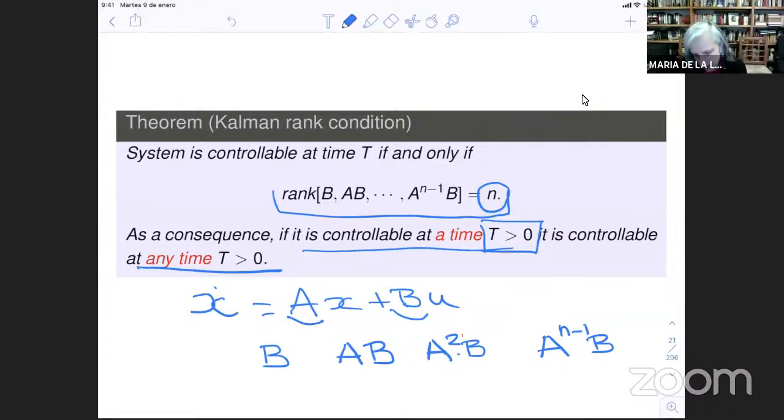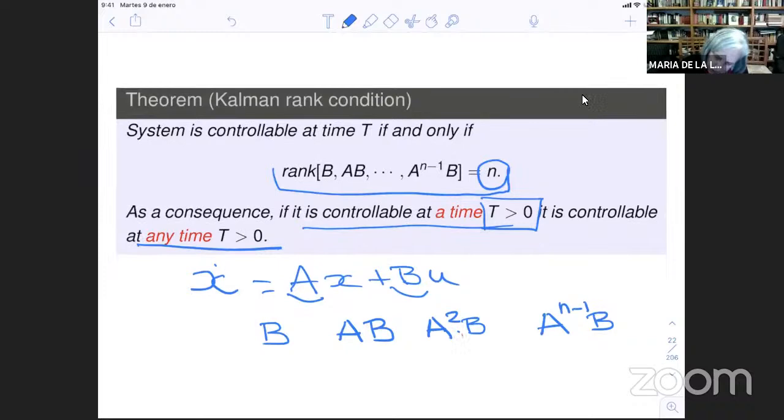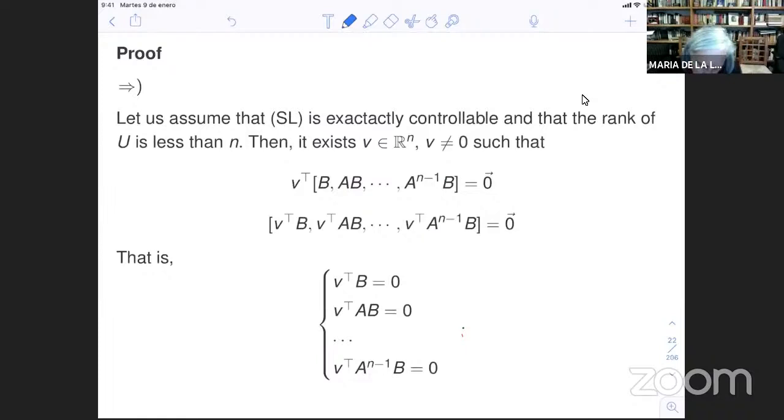It's not very difficult. So we need to use Kyle's theorem, okay? So we are going to prove this result. So we assume that our system is exactly controllable and that the rank of U is less than n, okay? We are going to see that we arrive at a contradiction, okay? So if the rank of U is less than n, we have a vector, a point in R^n, orthogonal to the matrix. So that means that we have a V that is not zero, that when multiplied by the matrix, we obtain the vector zero, okay?